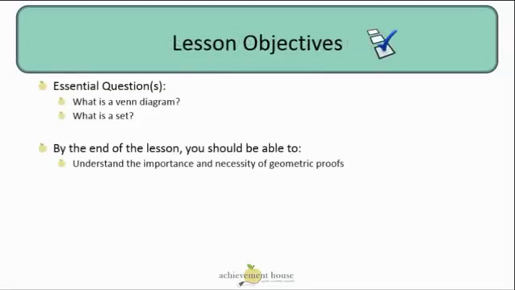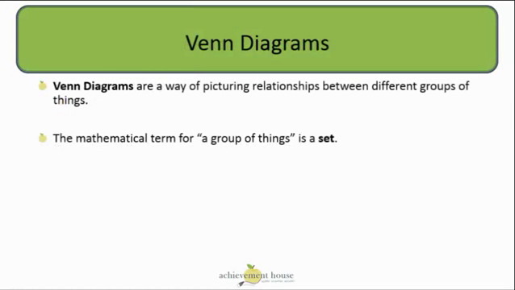This lesson, we're going to talk about what a Venn diagram is and what exactly a set is in math. First, let's talk about Venn diagrams. I'm sure you've seen them before, but in math, Venn diagrams are a way of picturing relationships between different groups of things. The mathematical term for a group of things is a set, a mathematical set.